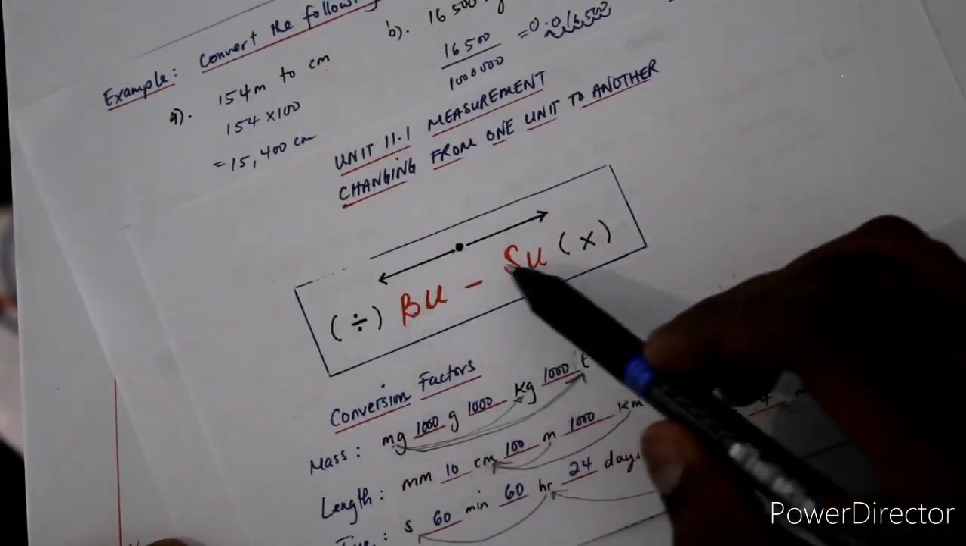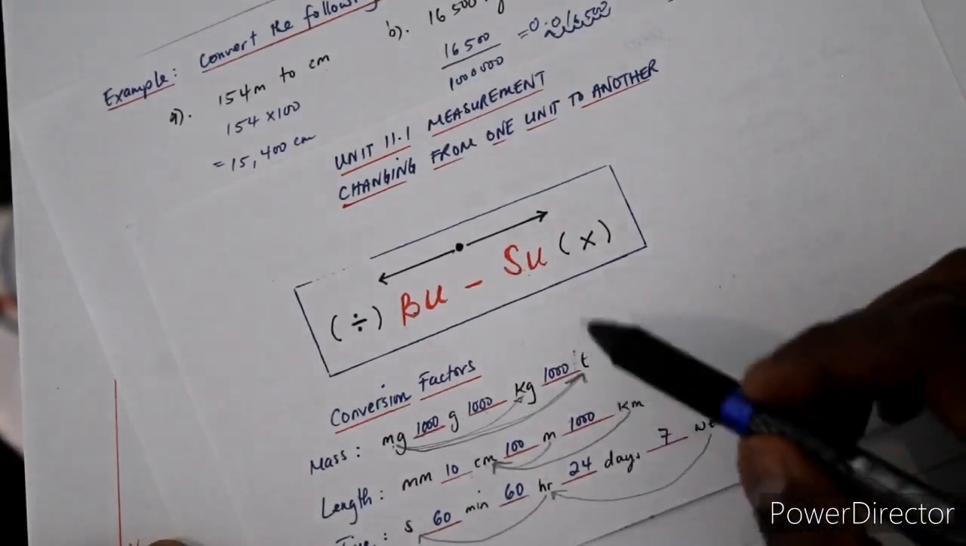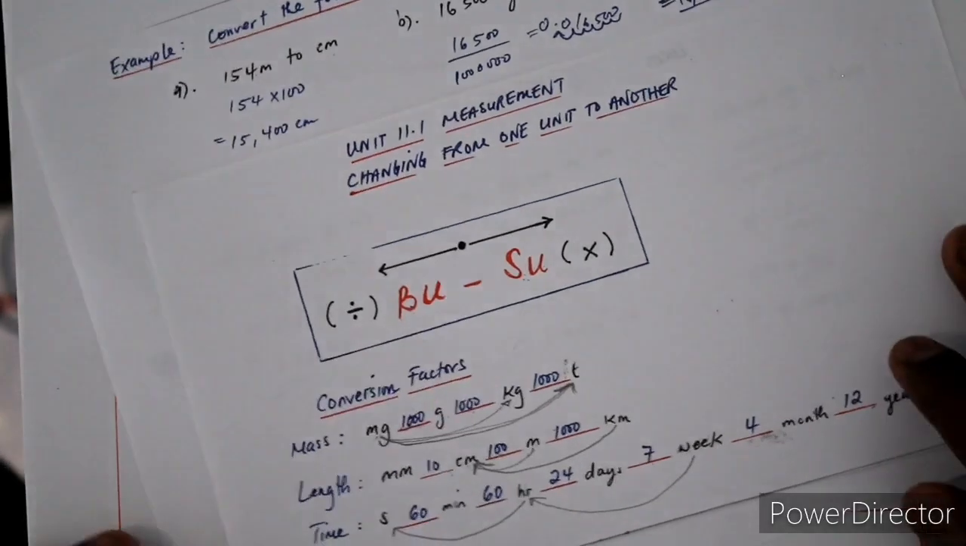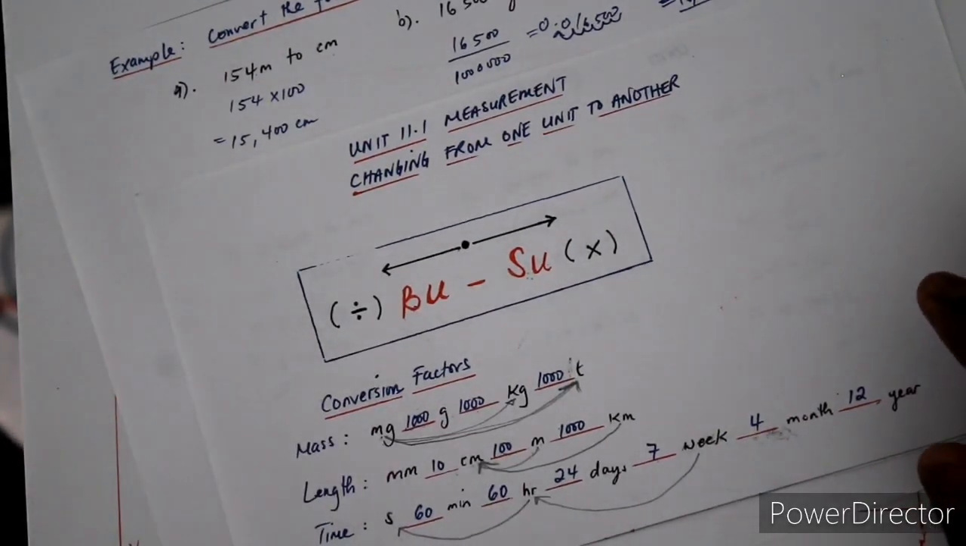So that's simply about conversion of units from one to the other. When you have a bigger unit to a smaller unit, you multiply with the conversion factor, and smaller unit to bigger unit, you divide with the conversion factor. How to find the conversion factor, I've just explained.